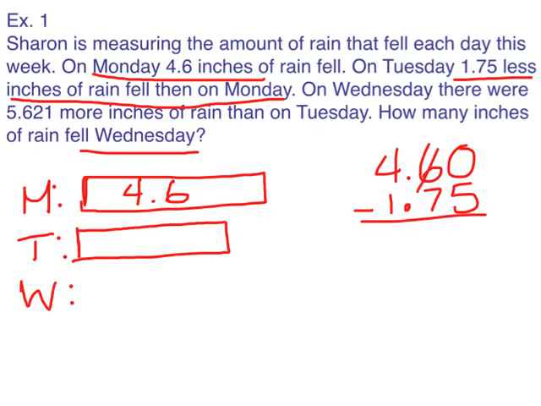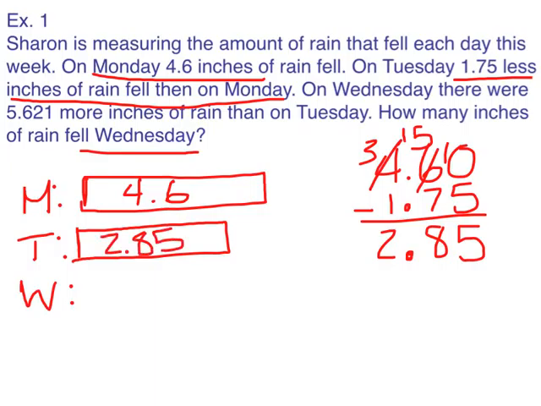When I subtract, I can decompose one of my tenths to make 10 hundredths. 10 minus 5 is 5. 15 minus 7 is 8. And 3 minus 1 is 2. So on Tuesday, 2 85/100 inches of rain fell. Now I can solve for Wednesday.